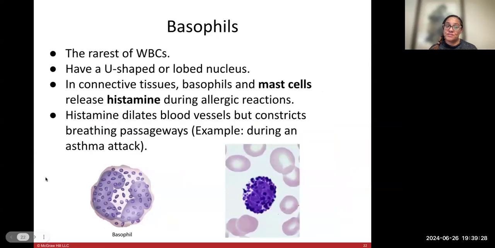Basophils are the rarest of white blood cells. They have a U-shaped or lobed nucleus. In connective tissues, basophils and mast cells release histamine during allergic reactions. And histamine will dilate blood vessels, but constrict breathing passageways, like during an asthma attack. On the left is your cartoon version. It has the biggest grains, or granules, of all, and sometimes the nucleus is obscured because those grains are so big under the microscope.